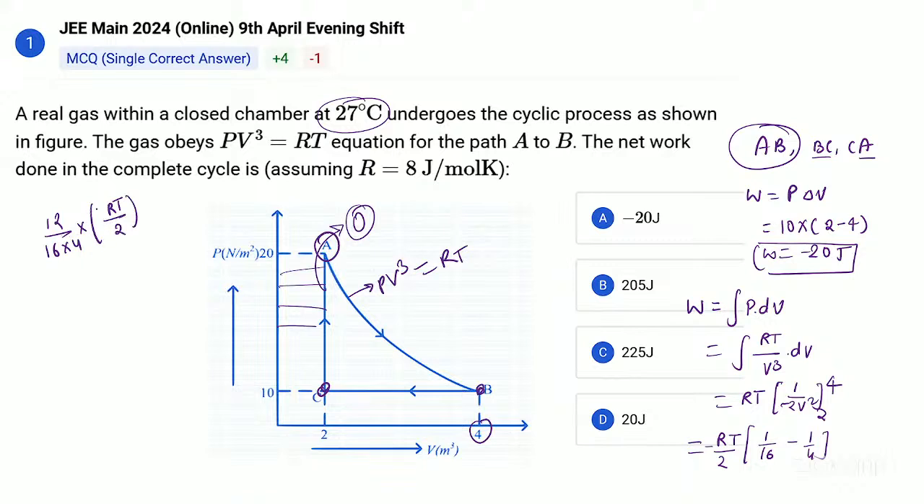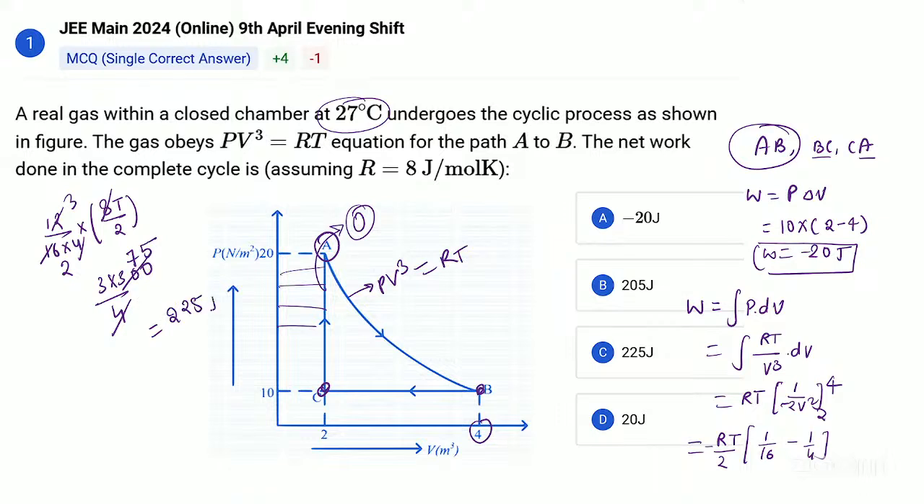R ka value we have as 8. So we can put it as 8. So 8 to the 16, and 4 3s are 12. So we have 3T upon 4. Now, if you take the temperature here, you need to convert it into absolute value, which is 300. 27 degree plus 273 will be 300. Now just multiply, it will become 75, which is nothing but 225.